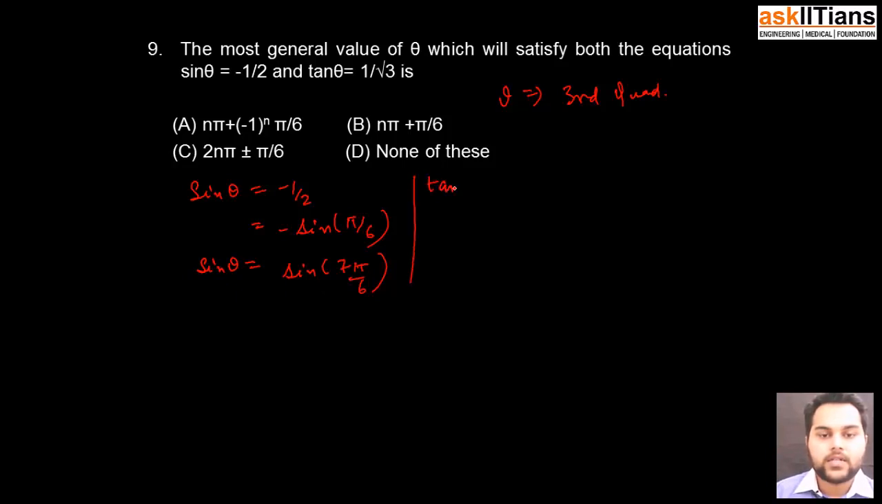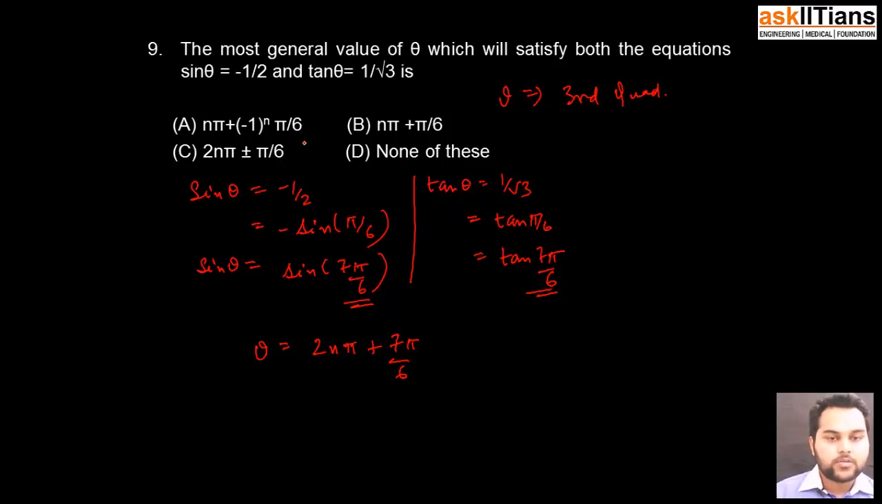whereas for tan theta is equal to 1 by root 3, it is already equal to tan pi by 6 in the first quadrant, but I have to plot it in the third quadrant, so that will be 7 pi by 6. Hence my theta value is given. Now I have found my theta value. This is the alpha value. Hence the general value of theta would be 2n pi plus 7 pi by 6.